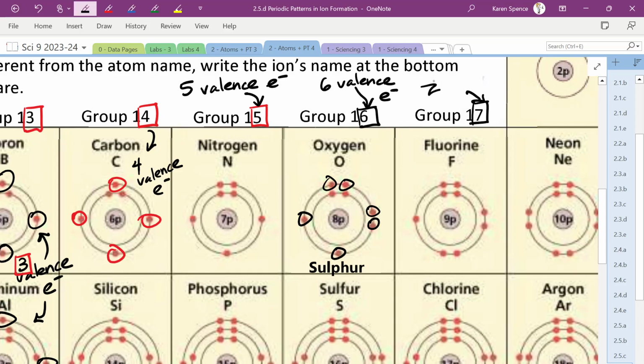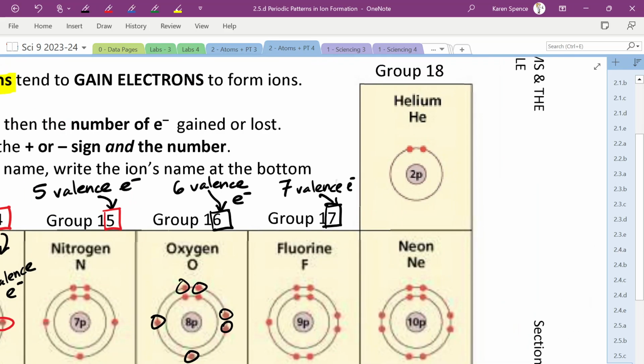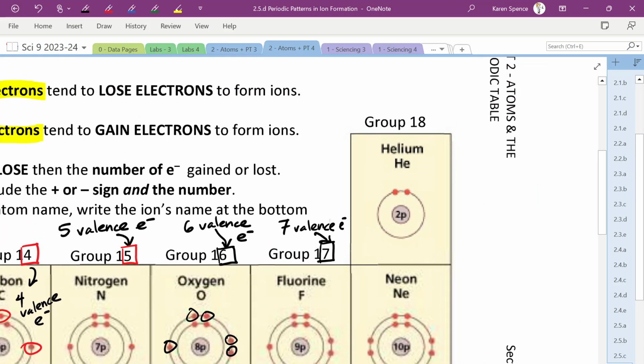Whoops, that doesn't look like a 7. Looks like some crazy Z. 7 valence electrons. And then group 18, once the shell is full, we actually say there are 0 valence electrons. A full shell has 0 valence electrons.